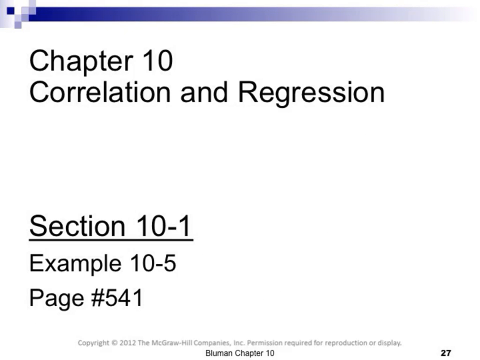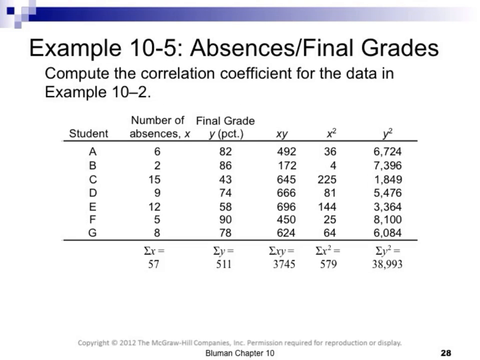And we're going to have another example. This one is the absences and final grades example. Again, get the sum of all your x's, the sum of all your y's, the sum of your x times y's. Square your x's and sum those, square your y's and sum those. And then remember, these two sums will be squared as you enter that part of your formula. N is 1, 2, 3, 4, 5, 6, 7. So N on this one is 7.